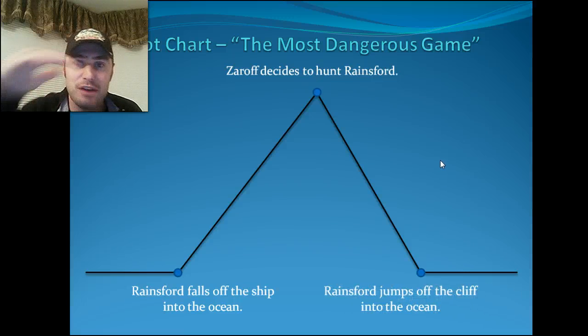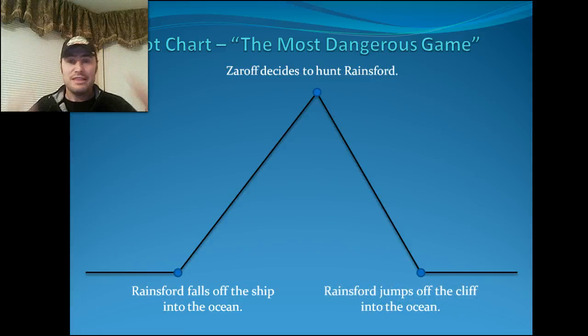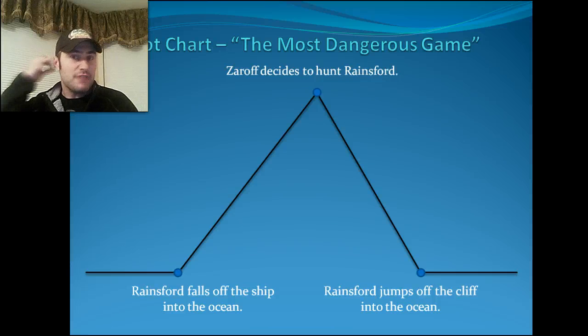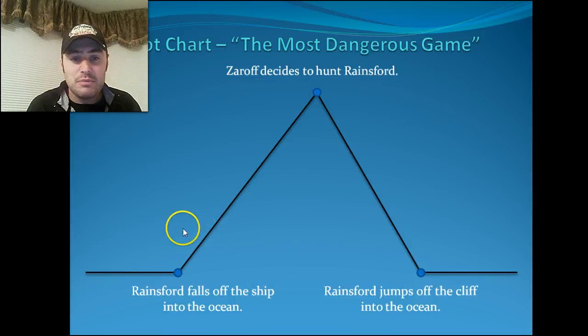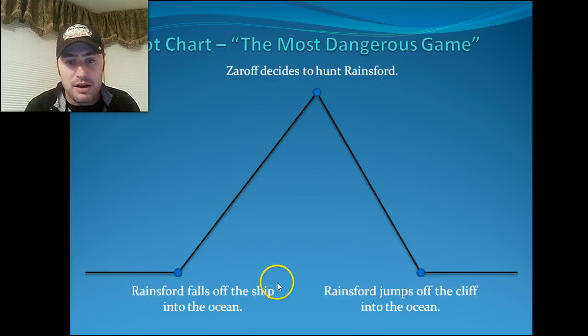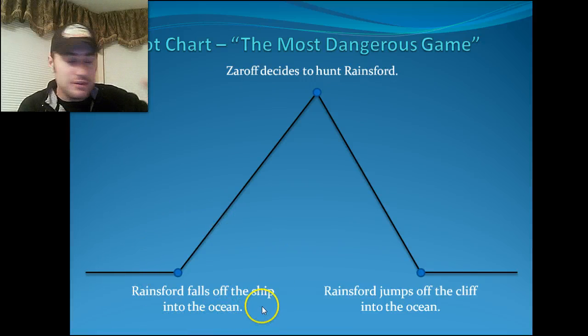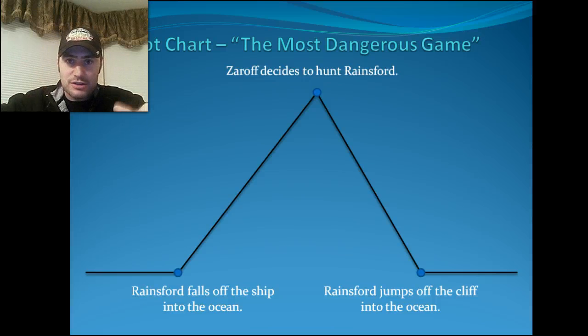Rainsford jumps off the cliff into the ocean, right? That's how he ends the game. Zaroff thinks he might have killed himself. Either way, he cheated, and Zaroff goes back to have dinner. But what I want to point out is there's beautiful symmetry here by our author, Richard Connell. Rainsford falls off of the ship into the ocean in the beginning, and him jumping off the cliff into the ocean is the end.